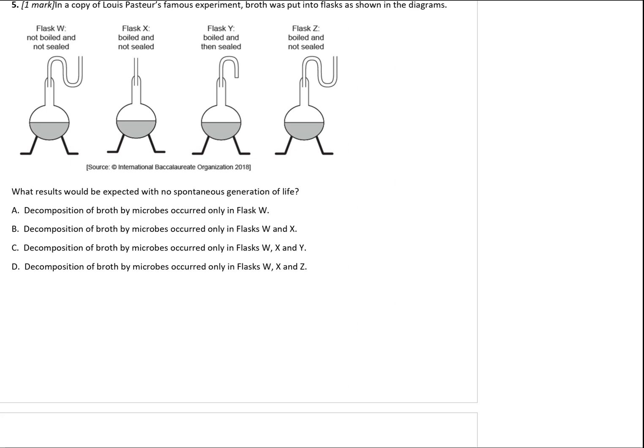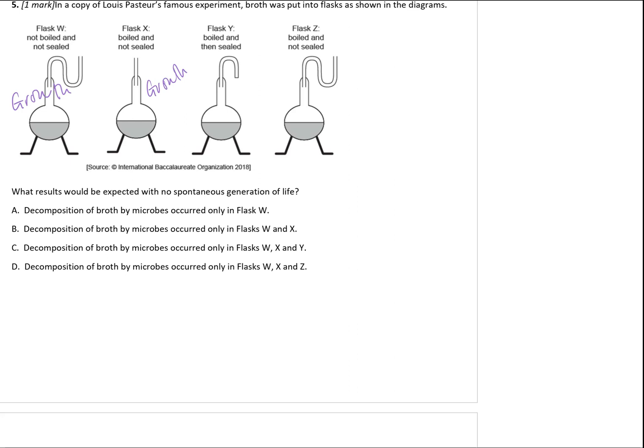Okay, question 5. So this is Pasteur's famous experiment. So it's asking us what results would be expected with no spontaneous generation of life. So let's have a look. Flask W, not boiled and not sealed. So we would expect to see growth in that one. Flask X, boiled but not sealed. You'd still expect to see growth in that one.